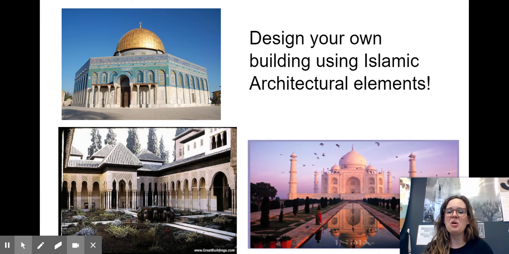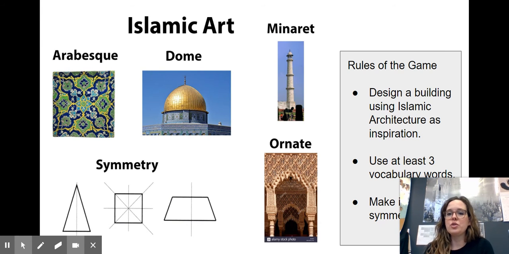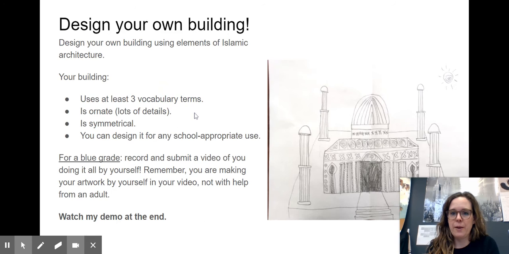Now you're going to design your own building using Islamic architectural elements. Here's the Dome of the Rock, the Alhambra, and this is the Taj Mahal as examples. You're going to use at least 3 vocabulary words, and you're going to make it symmetrical. It can be a design for any building, so long as it's school appropriate, that uses Islamic architecture as inspiration.